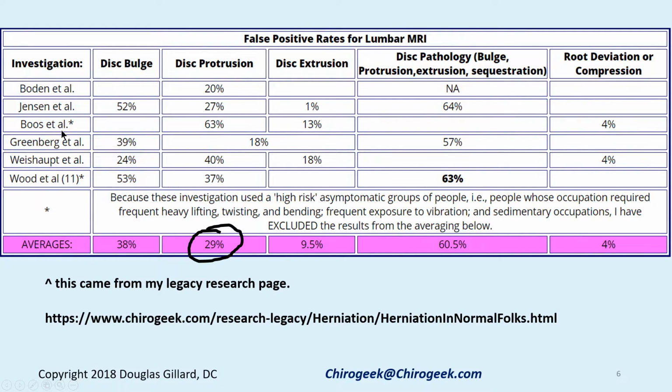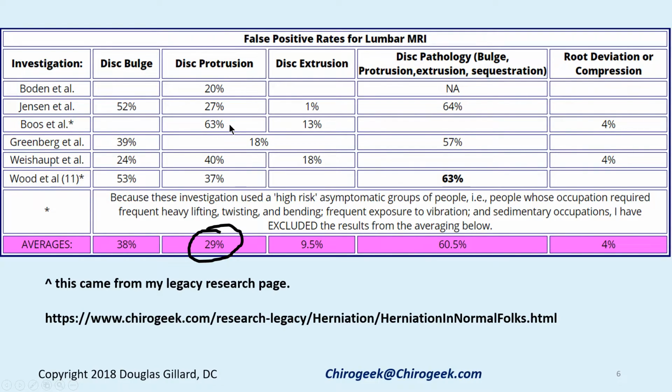This is an interesting one. They didn't look at a normal population. They looked only at high-risk populations. So they took construction workers, people exposed especially to vibration, like truck drivers, or another group here. And then they did MRI. The patients never had back pain, but they did MRIs anyway. 63% of them had protrusions without any pain at all.